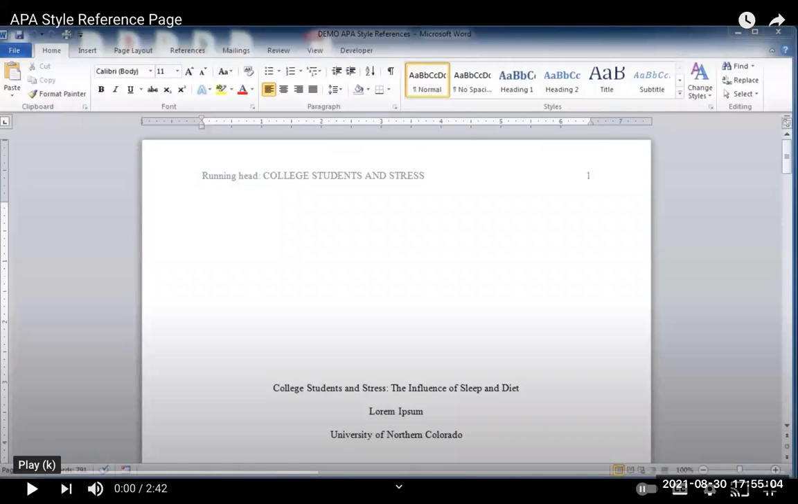Let's look at the reference list now. This is the reference list. What I showed you before was in-text citation. This is the reference list.